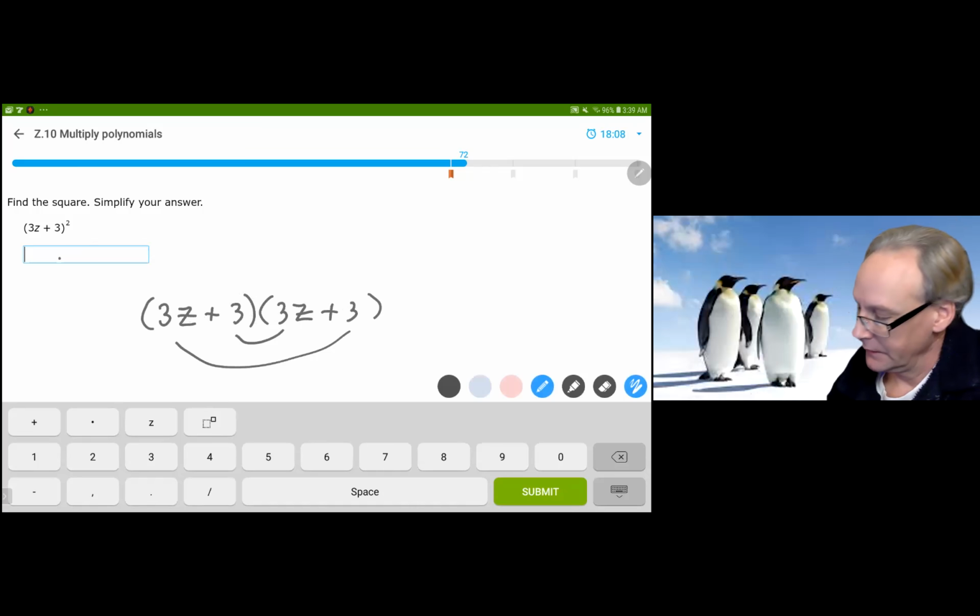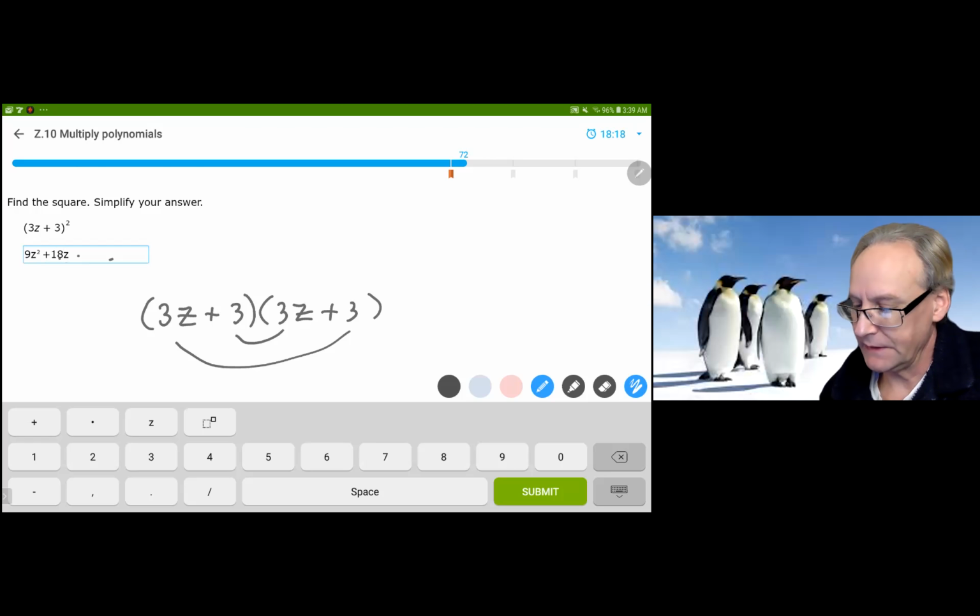So we have 9z squared plus 18z for our middle term plus the 9 at the end. Come on. Oh, there's the problem. I wasn't spacing it. There we go.